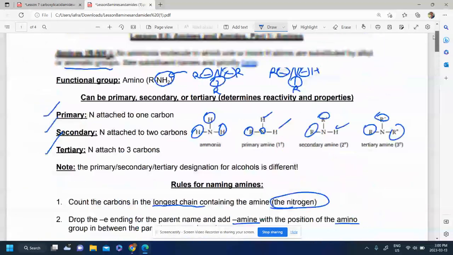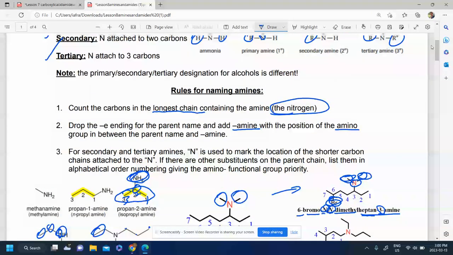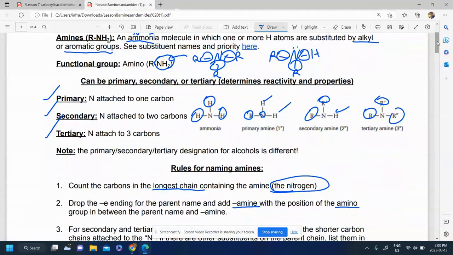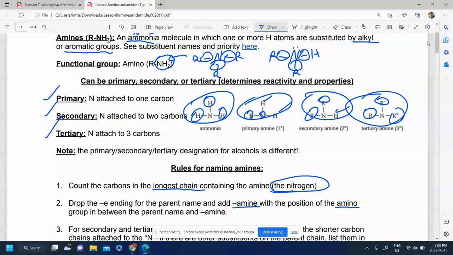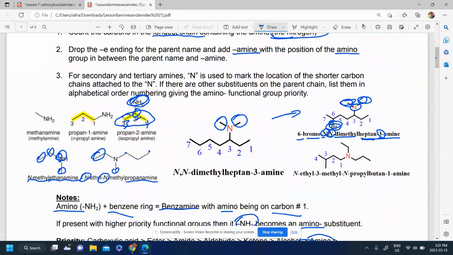If you know the general rules for naming amines, then you'll be able to do the examples here, which we'll cover in the next video. Before you go on to the next video, do understand what an amine is. It's the amino group. Understand there are different types of amines that exist. So we're going to classify the different types of amines based on primary, secondary, or tertiary. And understand that substituents can also be found on nitrogens, not only on the carbon chain.